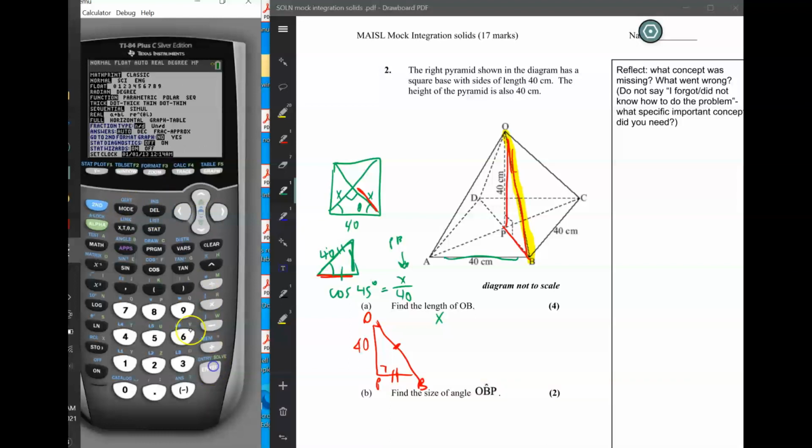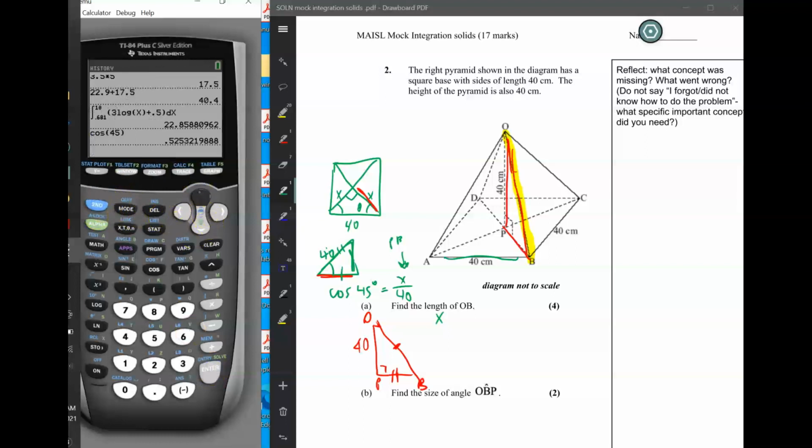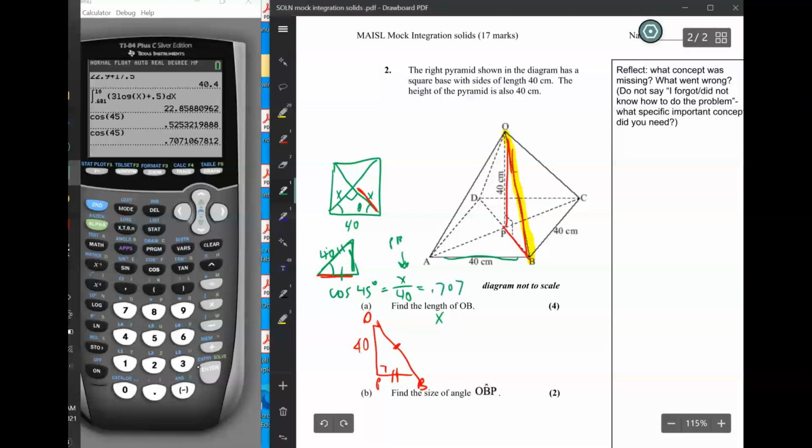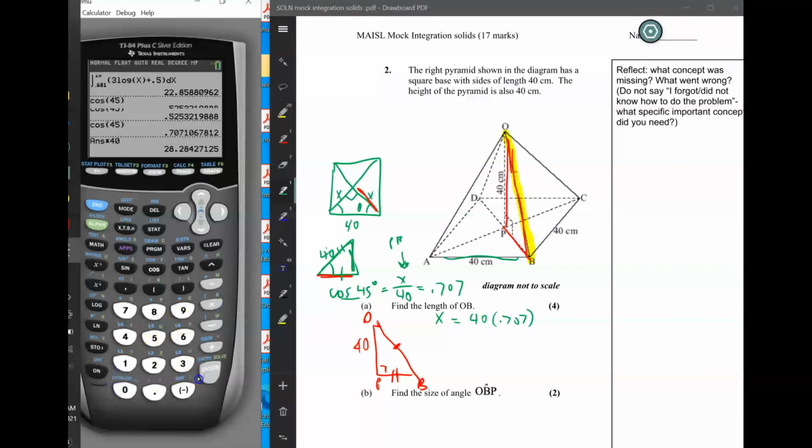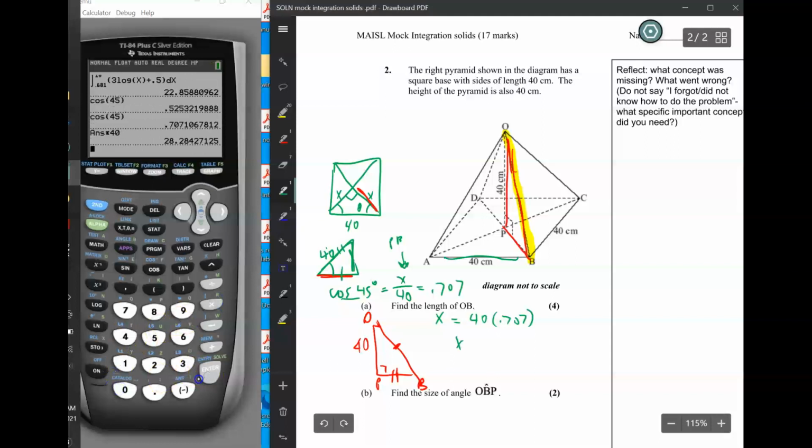Didn't change. Degrees. Let's try that again. It's actually 0.707. Okay, so cosine 45 degrees is equal to 0.707. So now let's rearrange it so that we have x isolated here. So x is equal to 40 times 0.707. So it's 28.3.